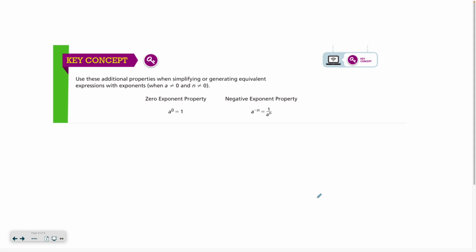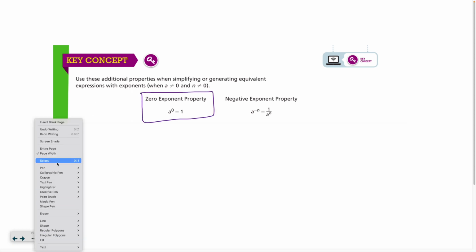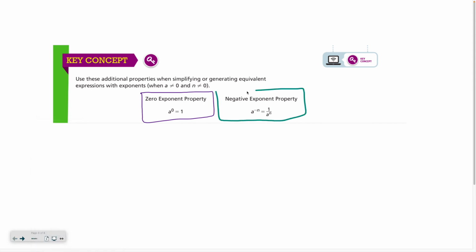All right, so then here you will find just a brief key concept that highlights these two properties. These are another couple of properties you want to make sure that you know. So if you have started making flashcards for the properties from yesterday, here are the other two that you want to make sure that you make note cards for, or flashcards.